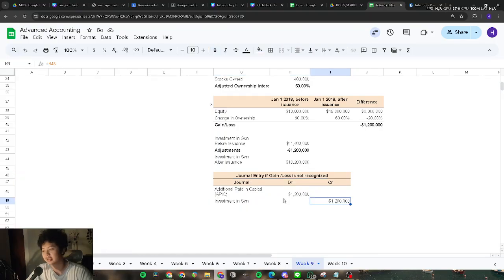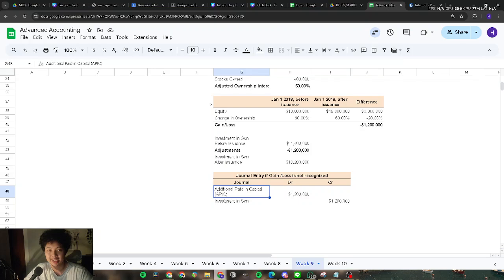Then this is the way that you want to make the journal entry, in which you adjust the investment in Sun account. In this case, because there's no gain or loss, it should decrease the investment in Sun account, so you credit it, as this is an asset account, so you credit it to decrease, and you debit the additional paid in capital. Again, if gain or loss were to be recognized, then instead of additional paid in capital, we would change it to something like a gain or loss from the change in ownership. But since it's not recognized, we just put it in additional paid in capital.